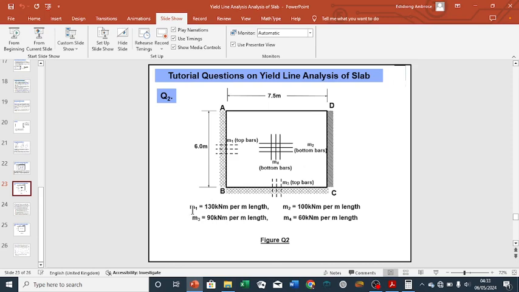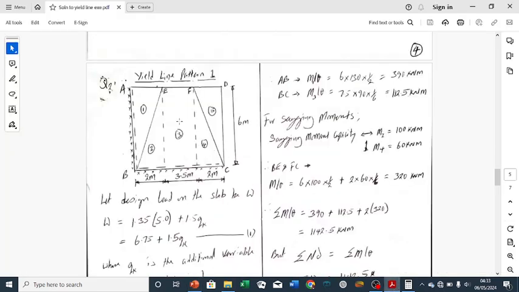And we are given the value of each of these. M1, which is here, is 130 kilonewton meter per meter length. So we are given that per meter length. And M2 is 100 and M3 is 90 while M4 is 60. So we will have that in mind while we are solving the question. So let's go ahead to the solution.